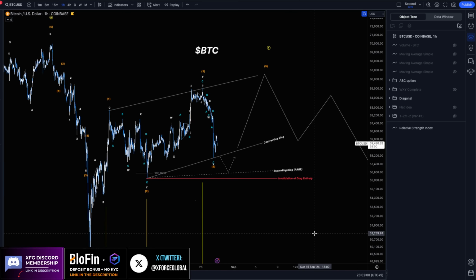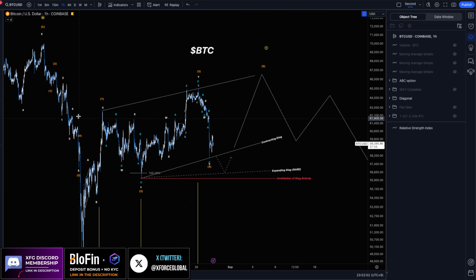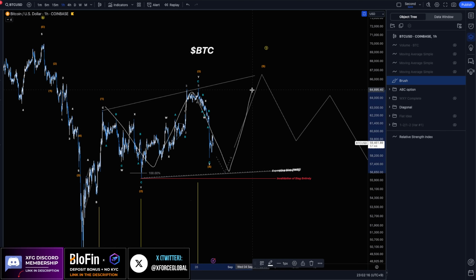Now, there are 2 variations to this idea. Again, this idea as the contracting variation is pretty much at the peak validation. If we do break this previous low, we're going to start seeing this move into the territory of a possible expanding diagonal, hence the name, expanding characteristic.